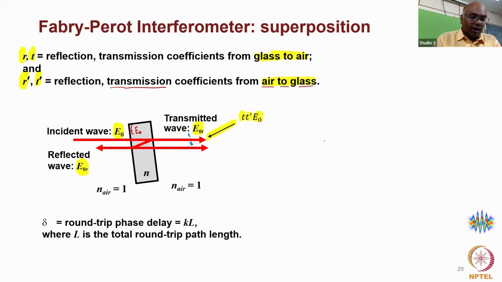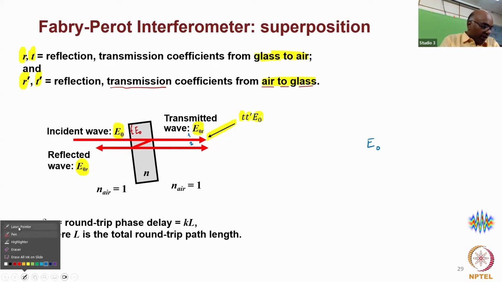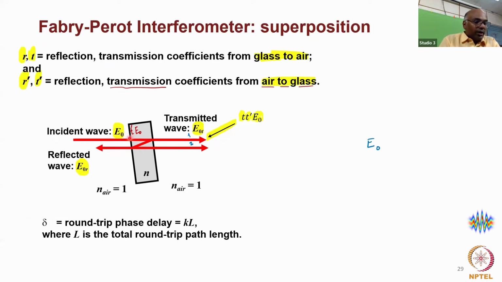So this wave is going to have the following amplitude. I derived this wave from E naught, so let me write down E naught. How did I get the second beam out? It started as E naught, it underwent one transmission here. So the transmission coefficient for this was T prime.